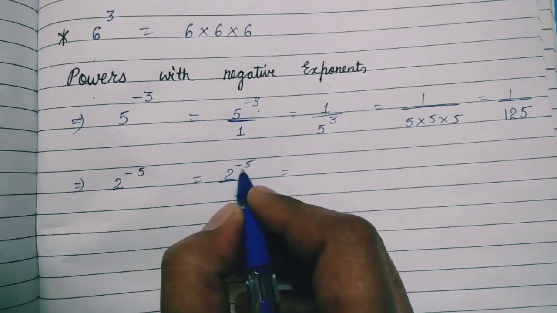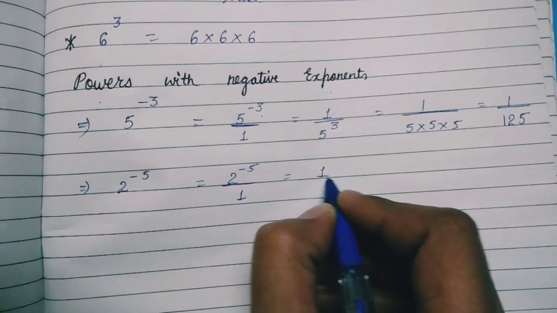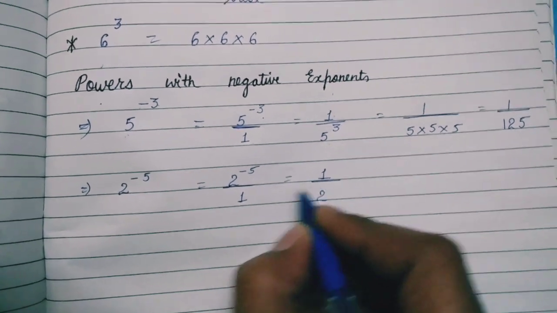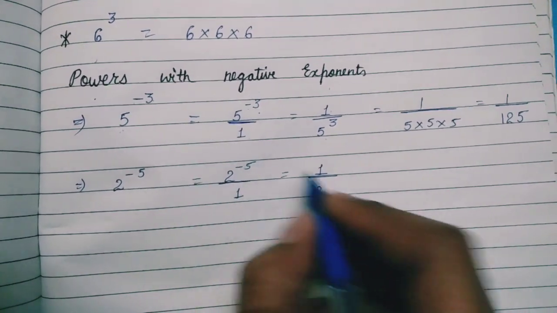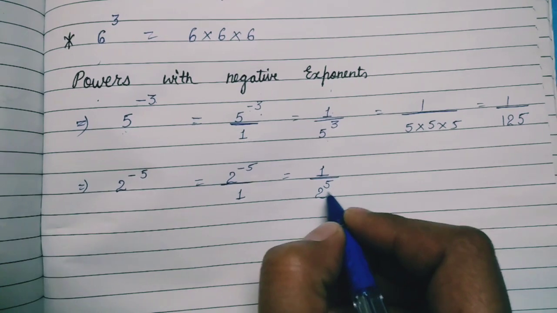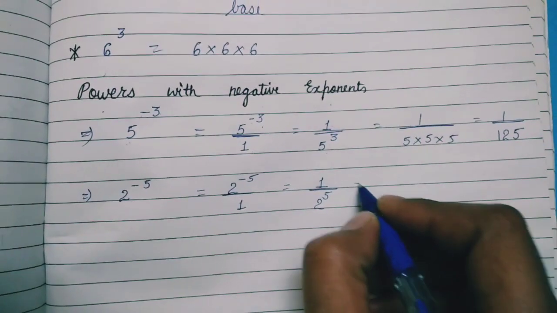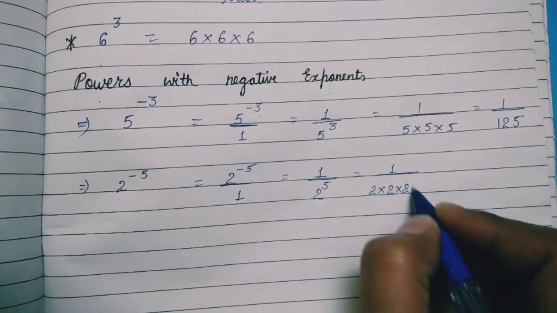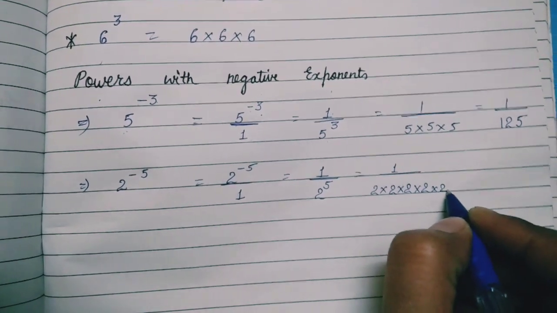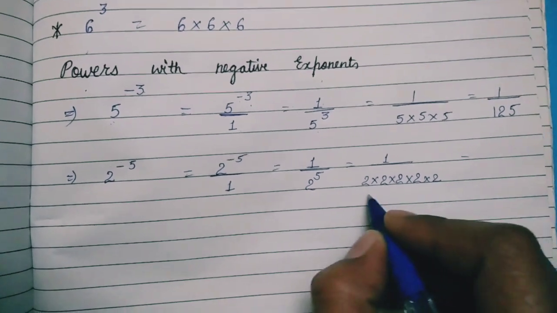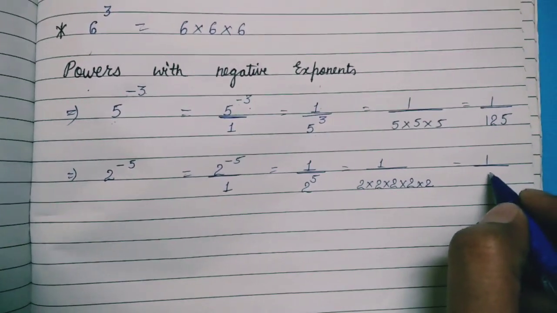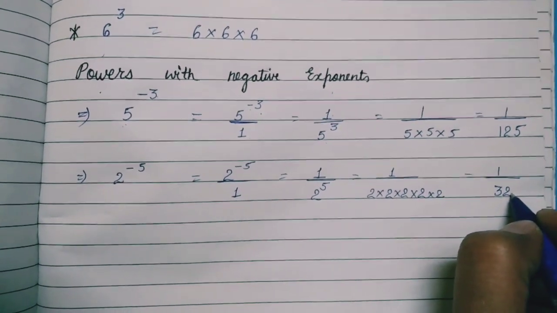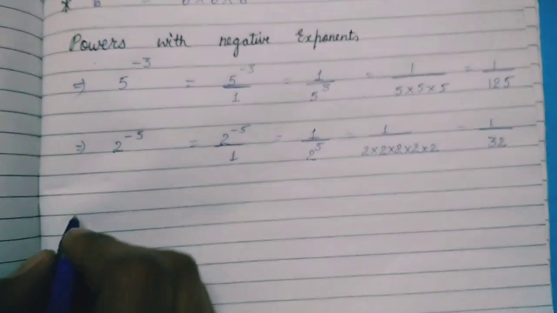For removing this subtraction symbol of the exponent, we will shift the denominator to the numerator and the numerator will come in the denominator. As you can see, 2 is multiplying by itself how many times? 5 times. And when you multiply 2 five times with each other, you will get 1 by 32. Okay, one more example we can see.